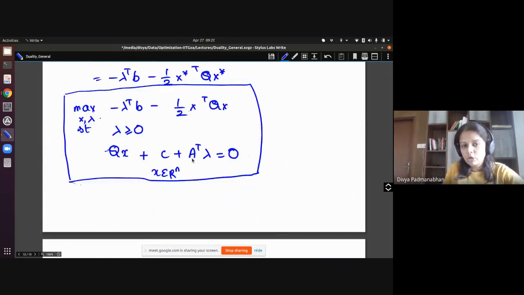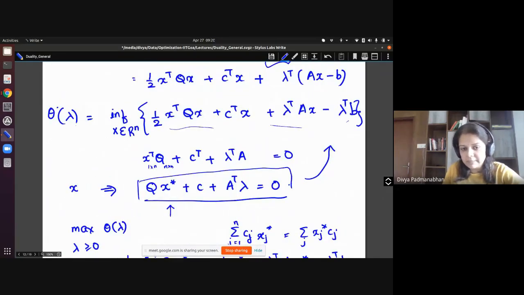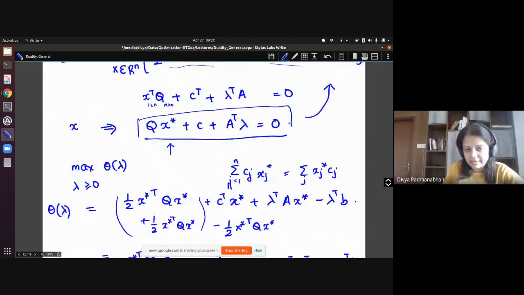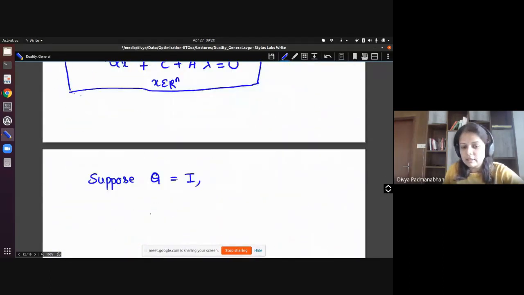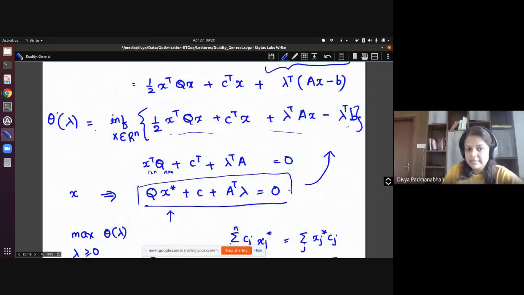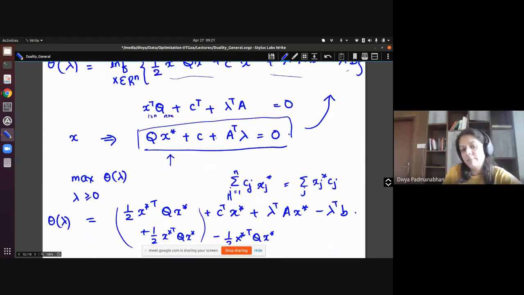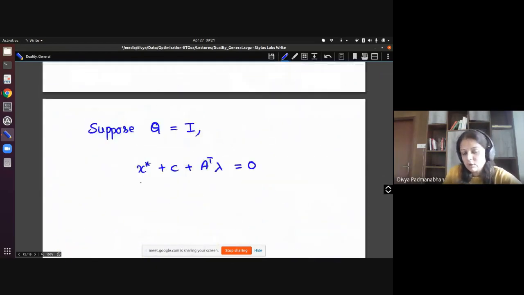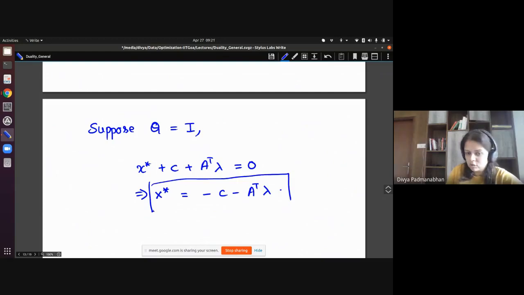In this step, everything remains the same, but here you substitute identity. So what you're going to get is x star plus c plus A transpose lambda equal to 0. When you try to take the minimum and construct the dual function, you get x star plus c plus A transpose lambda is 0. This means there is a closed form expression for x star: x star is minus c minus A transpose lambda. So you have a unique solution here.